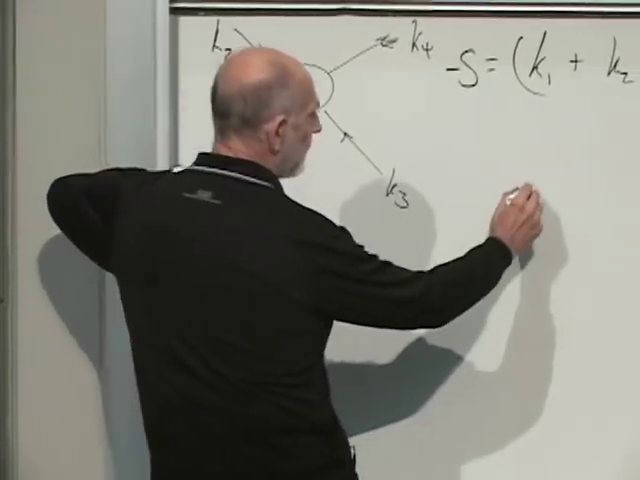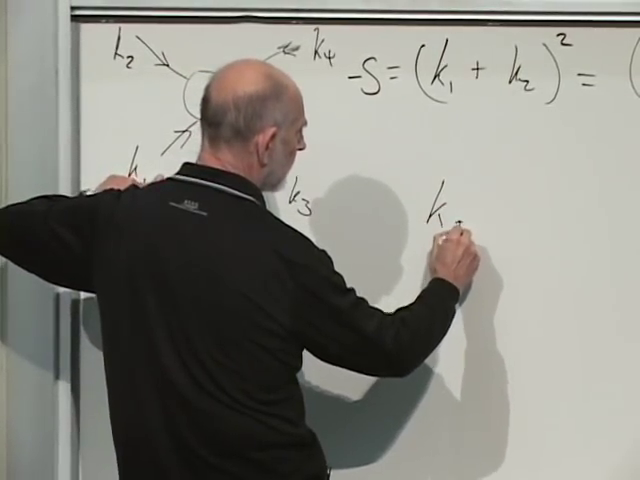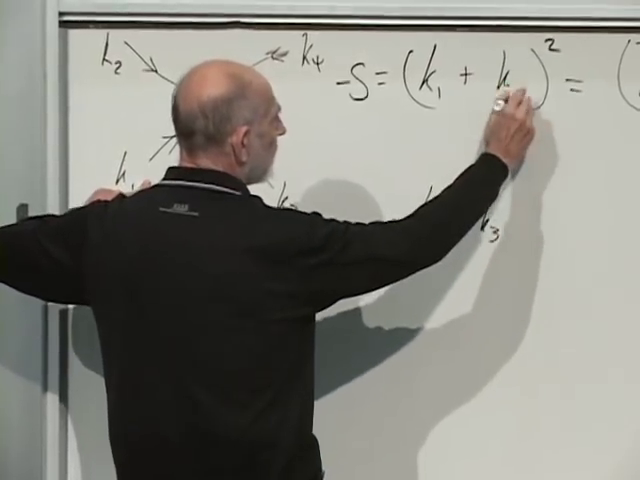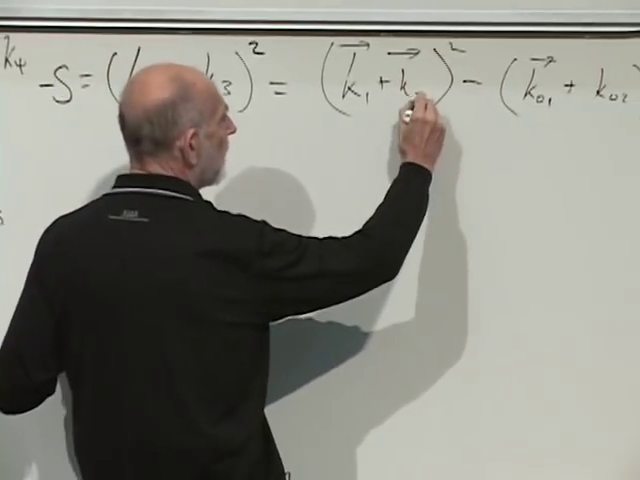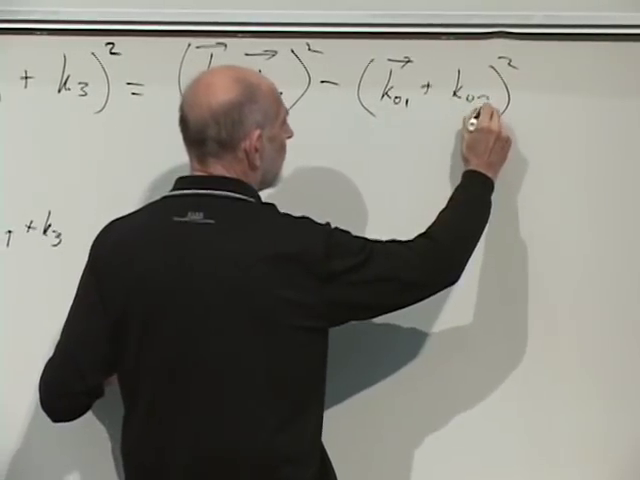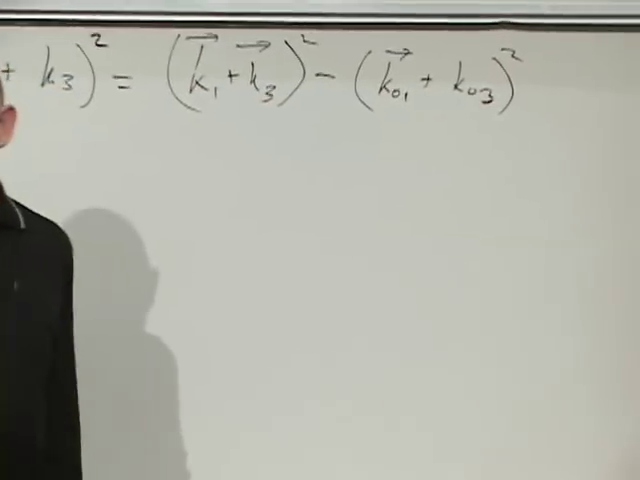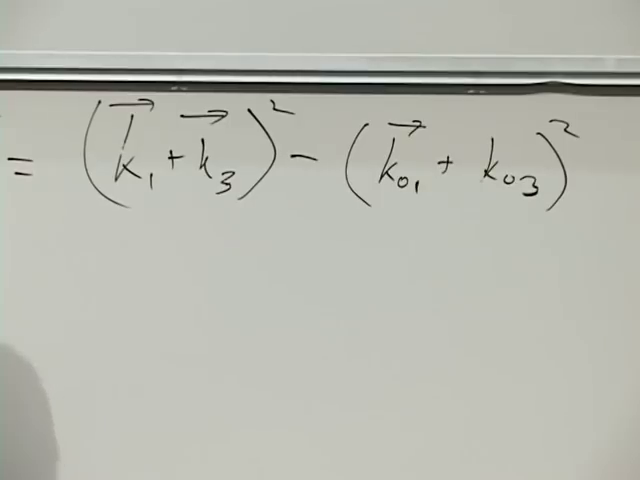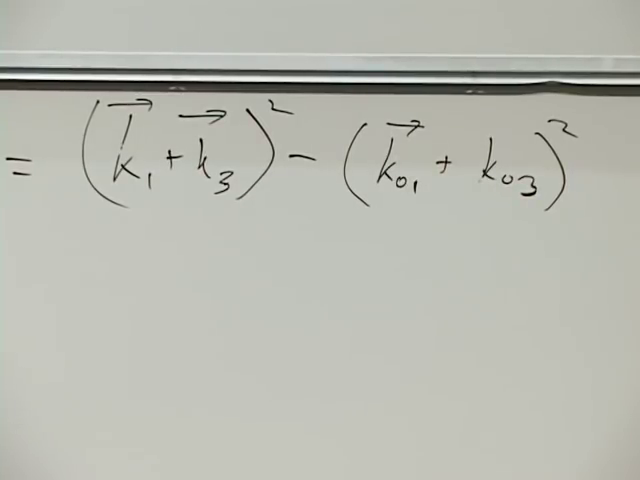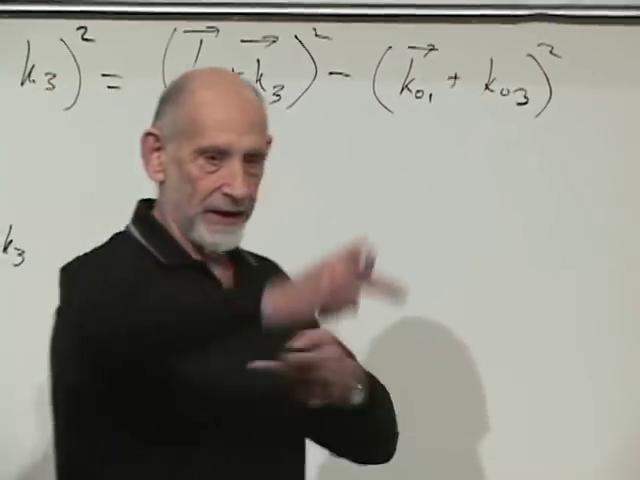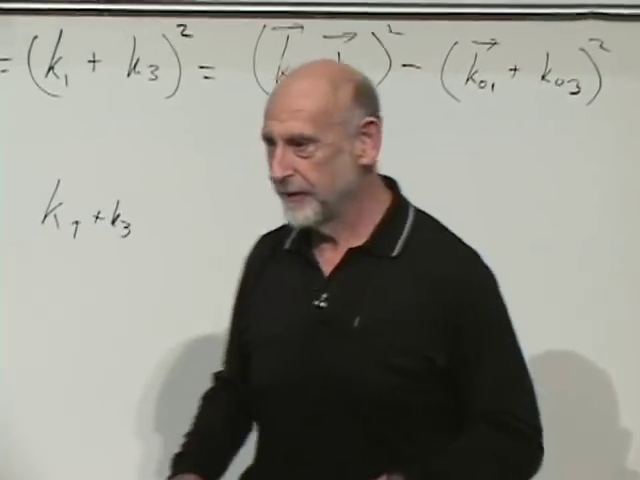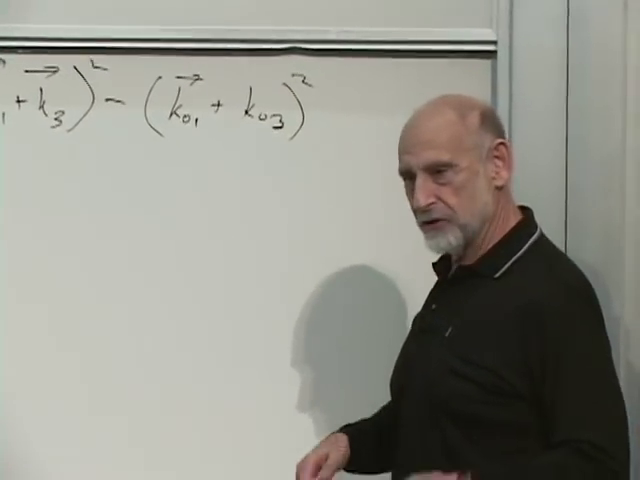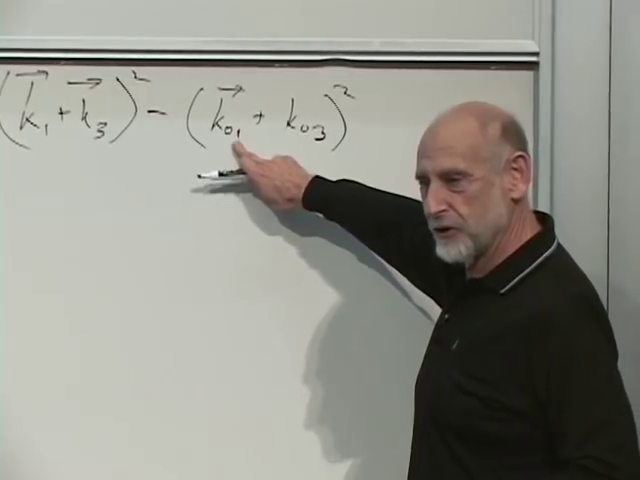So let's take K1 plus K3 squared. How about this? What is this in the center of mass frame? It is K, same as K2 and K4, but that doesn't help. I want to know what it is, though. How big is it? All the particles have the same energy, incoming and outgoing. All they do is scatter through an angle. Zero. Why is it zero? Why not twice K? Why not twice the energy?